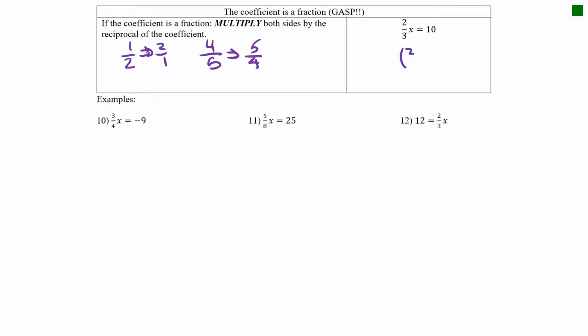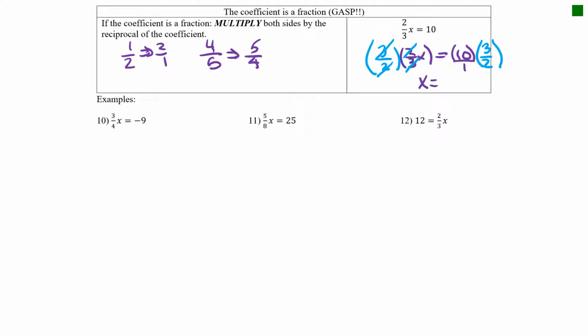So I'm going to take this 2/3 x, and I'm going to take the 10, and what am I going to multiply by? I'm going to multiply by 3 over 2. 3 on top, 3 on the bottom cancels. 2 on top, 2 on the bottom cancel, gives me x.